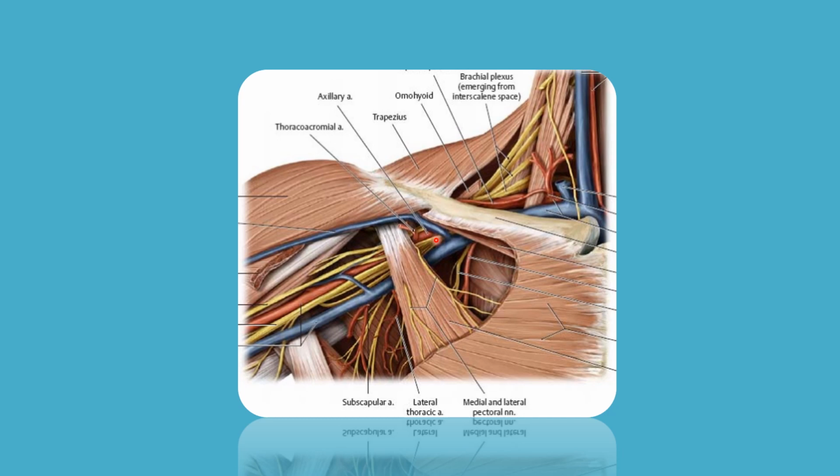Medially it is related to the medial cord of the brachial plexus and the axillary vein. Laterally it is related to the lateral cord of the brachial plexus. Posteriorly it is related to the posterior cord of the brachial plexus. So these are the relations in the second part of the axillary artery.